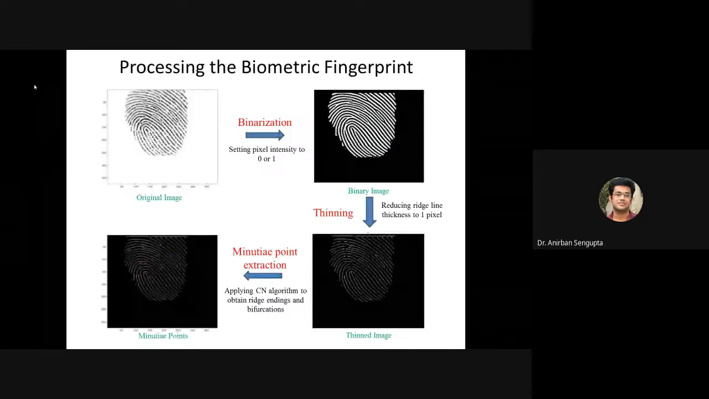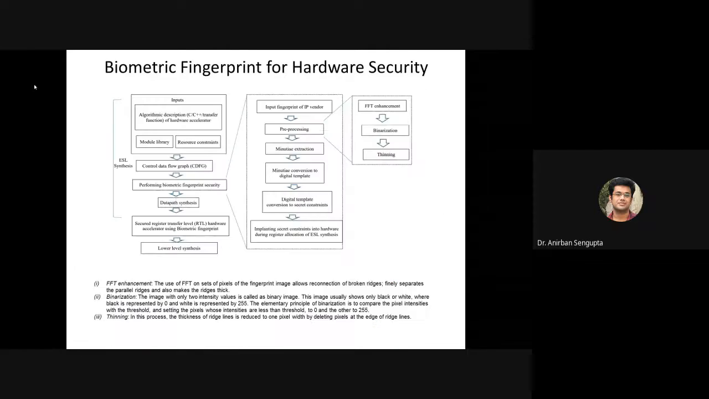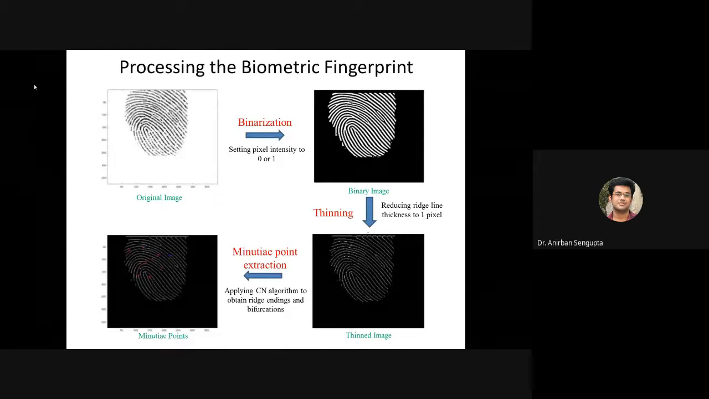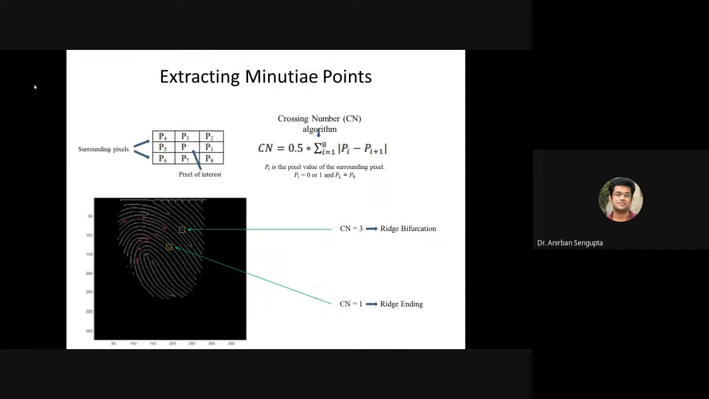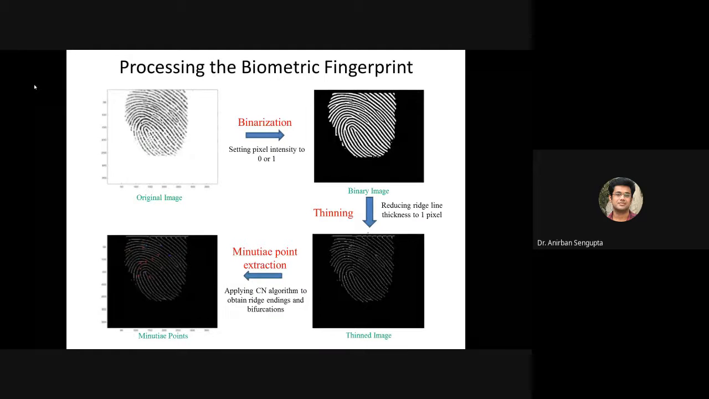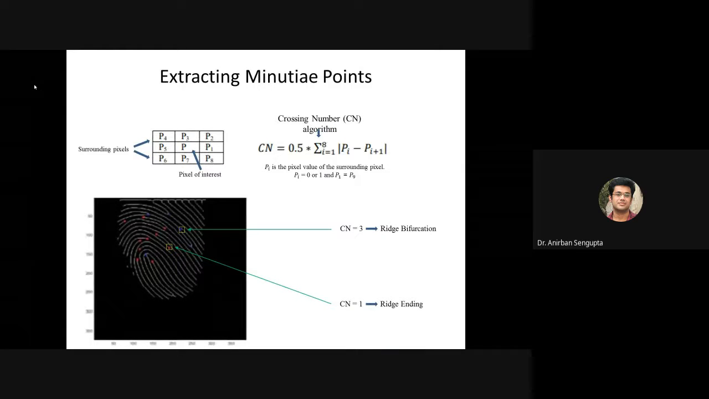Let's skip the slide. We have spoken a bit on that. In the case of the biometric fingerprint, one important thing we should remember is that when we extract the minutiae points after the thinning process, we usually employ a crossing number algorithm. If the crossing number value is 3, we know that it's a ridge bifurcation, and if the crossing number value is 1, we know it's a ridge ending. That's how we produce the minutiae points after the thinning process is performed in the preprocessing phase.